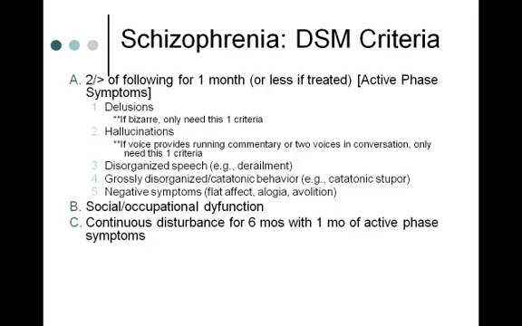But sometimes those symptoms will go away for a while, but not all the symptoms of schizophrenia will go away. And because they haven't all gone away, you still have a disturbance of presence, and that's why we have the continuous disturbance for 6 months, even though you may not be having full-blown hallucinations, delusions that whole time. You've got some rule-out criteria.